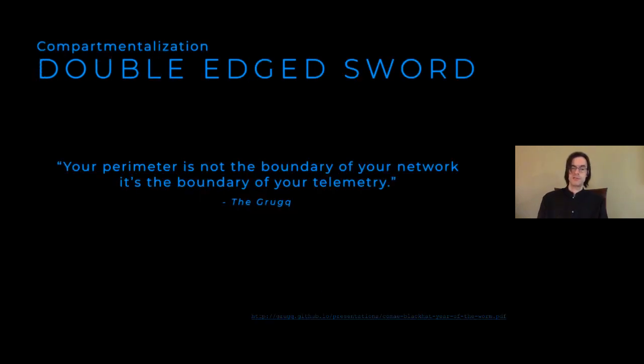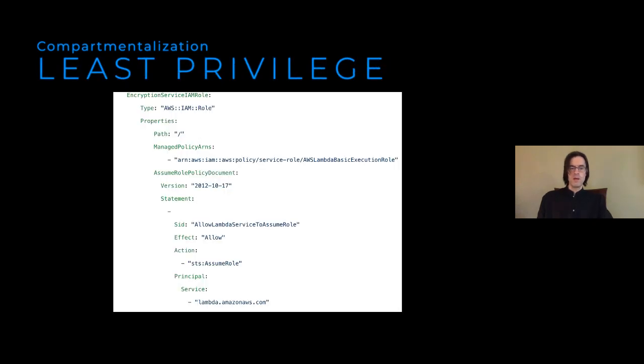So there's a misconception about compartmentalization, and the misconception is that there's a safe side of a perimeter, like an internal network. The goal of compartmentalization is to stop lateral movement, not to have a place where there are no defenses. And another misconception is that compartmentalization is only about network perimeters. An example is least privilege.